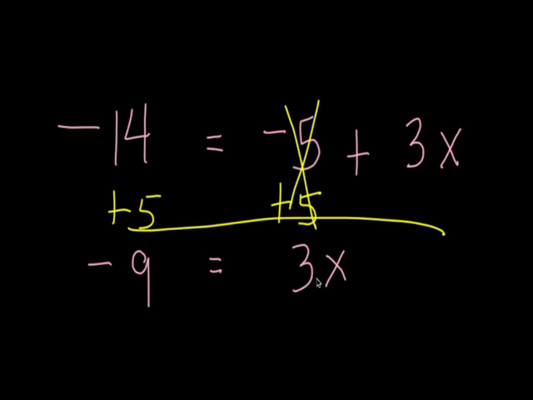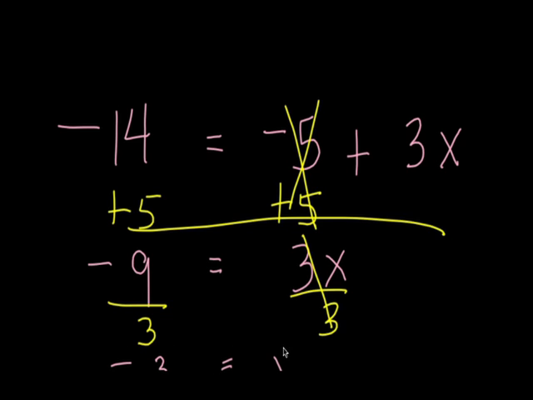Okay, I'm multiplying by 3, so we know the opposite is dividing by 3. So do that on both sides. 3 on top, 3 on the bottom cancel. Okay, negative divided by positive is a negative. 9 divided by 3 is 3, and we have x.